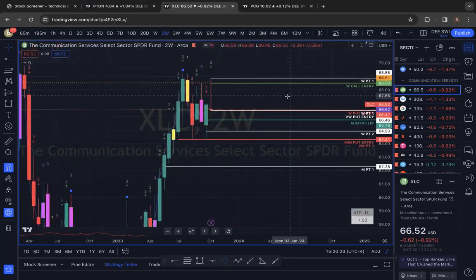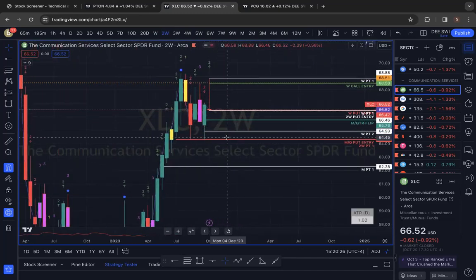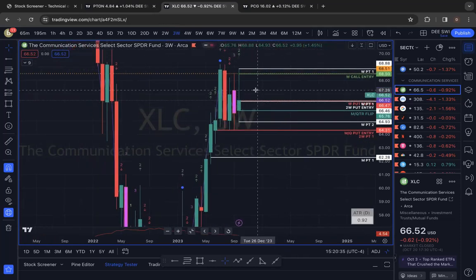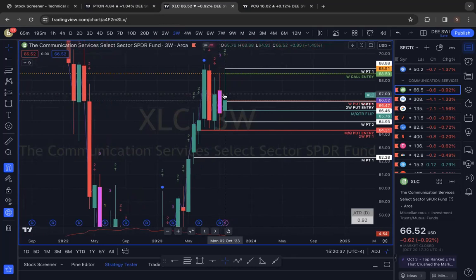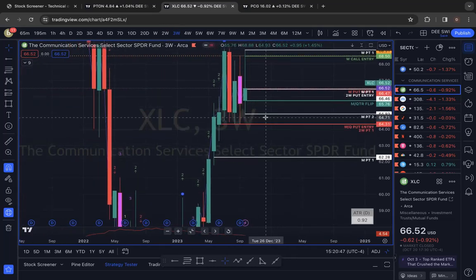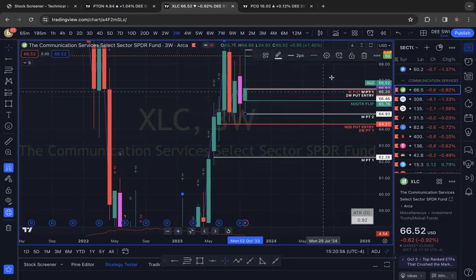So we have the 2-week. We're looking for the 2-2 rev on the 2-week to reach this price target. We also have the 3-week opening up. So for the 3-week, the actionable signal would be a 3-2-2 rev. So the put entry for this 2 up, 2 down would be the same level as the weekly's PT2. So I'm going to add that also.